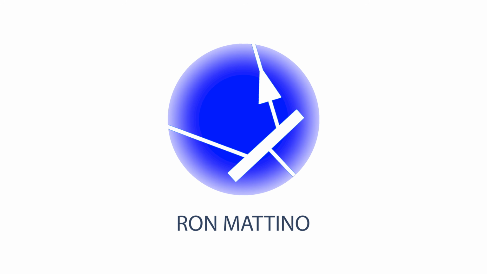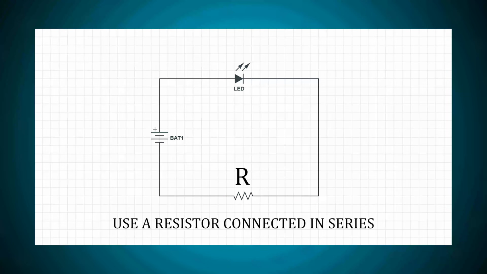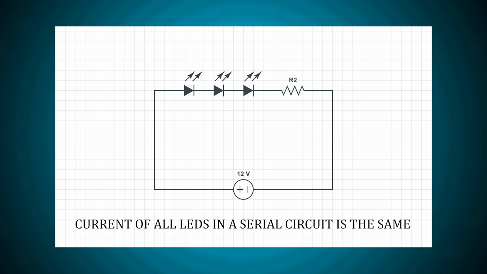Okay, let us sum it up now. If we need to power an LED or a series of LEDs from a regulated DC power supply, all we have to do is use a resistor connected in series. The current passing through all the diodes in a serial circuit will be the same, while the excess voltage will be dropped on the resistor.